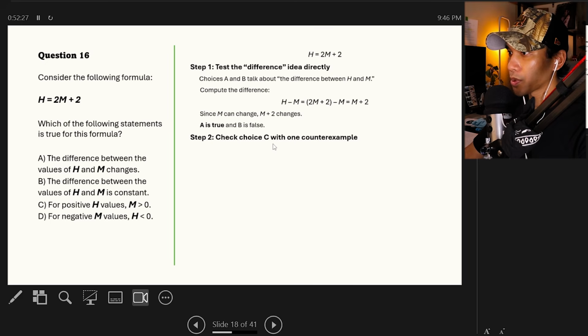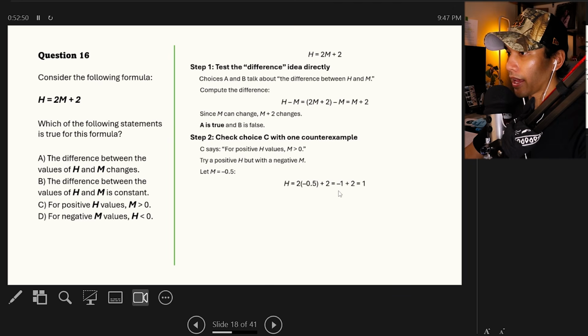Step 2, check choice C with one counterexample. C says for positive h values, m is greater than 0. Try a positive h, but with a negative m. Let m equals minus 0.5, okay? H equals 2 times negative 0.5 plus 2 equals negative 1 plus 2 equals 1. So when m is negative, we get h as a positive number. So that is false because h is positive, m is negative.